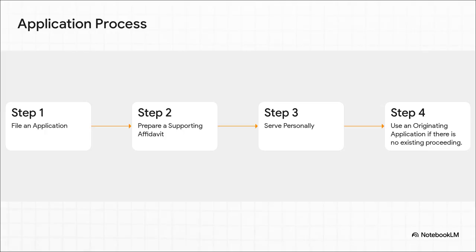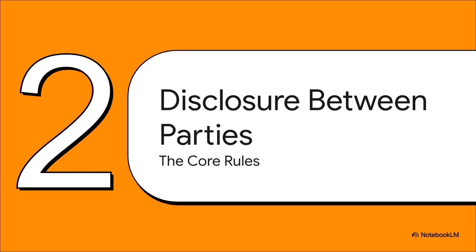So how do you actually use these tools? Well, the process for both Rule 28C and 28D is basically these 4 steps. You file an application, you back it up with a supporting affidavit, and then you serve it personally. But step 4, this is the one they'll try to catch you on in the exam. Because there's no existing case, you must use an originating application. Don't forget that.